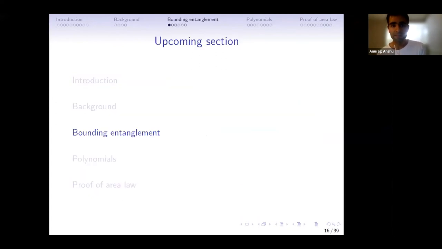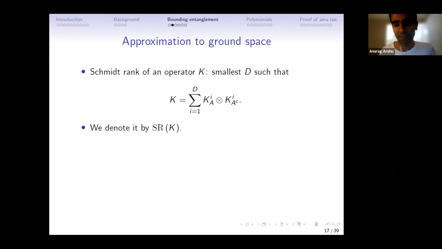So I'll spend a few slides giving some intuition about how one goes about bounding entanglement in these ground states. What are the tools available and what do we expect? A very natural approach is that, well, I have no idea how the ground state looks, so let me try approximating it with something simpler. An important notion in this context is that of the Schmidt rank of an operator. Given an operator K, which acts on all these n times L particles, I'll define the Schmidt rank of the operator as the smallest number d such that I can expand K as a sum over d number of operators, one of them only acting on the region A, and one only acting on the region A complement.